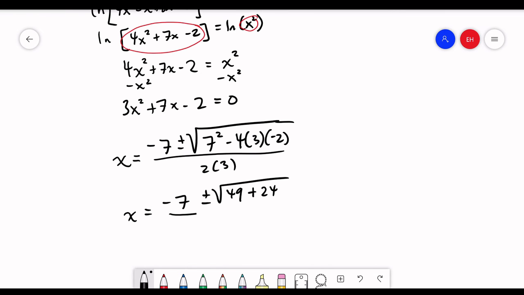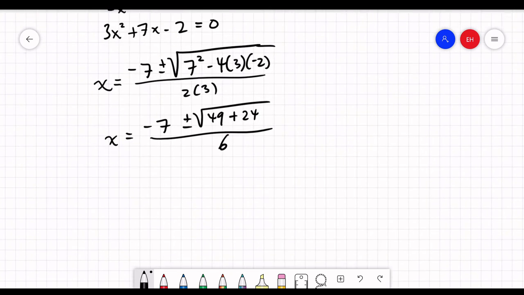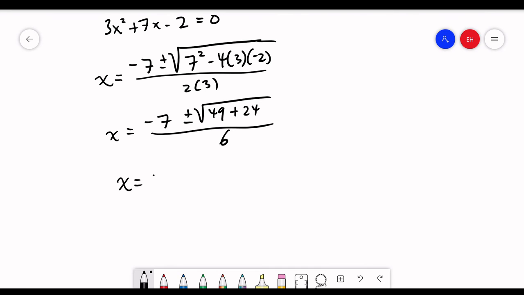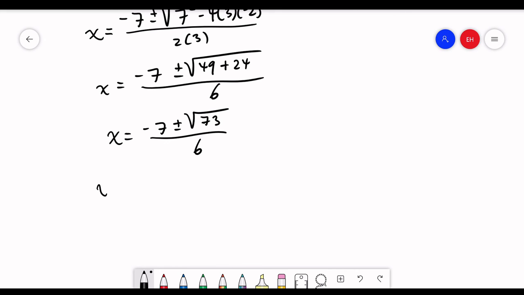Okay, so let's see. Under the square root, I have x equals minus 7 plus or minus the square root of 49 plus 24, which would be 73, over 6. But 73 is a prime number, so there are no perfect squares that go into it, so I can't get it any simpler. So my two answers are minus 7 plus root 73 over 6, or minus 7 minus root 73 over 6. But again, be careful.